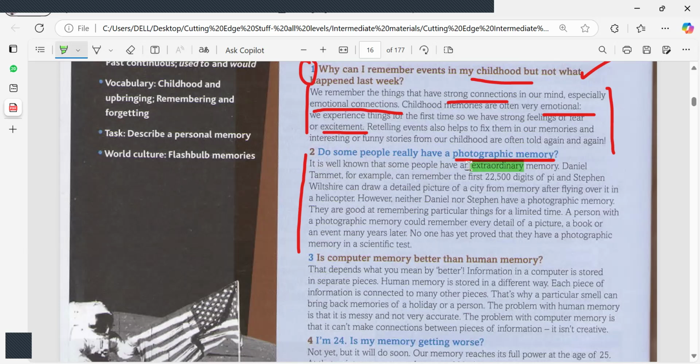What does extraordinary mean, Abdulaziz? Extraordinary memory. We have ordinary. The more I have ordinary memory.